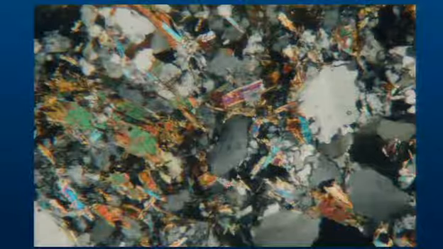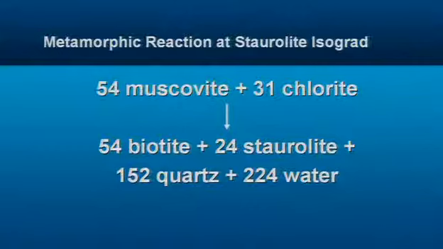Now, here's the interesting point. At that line in the rocks where the staurolite crystals first appeared, that indicates that there was a metamorphic reaction. A reaction where certain minerals reacted with one another to produce a new, different group of minerals that were better able to survive the higher temperatures and pressures. What was that reaction? 54 muscovite or white mica plus 31 chlorite, the mineral chlorite, produces 54 biotite, 24 staurolite, 152 quartz, and 224 water. At this line, there's a lot of water. So I said before we collected the samples, I predict that we're going to find more polonium radiohalos right at that point.